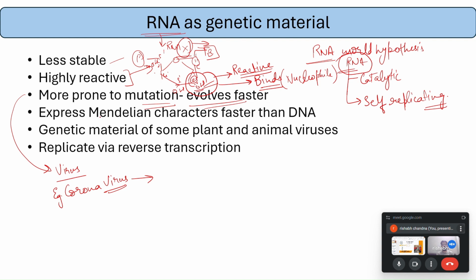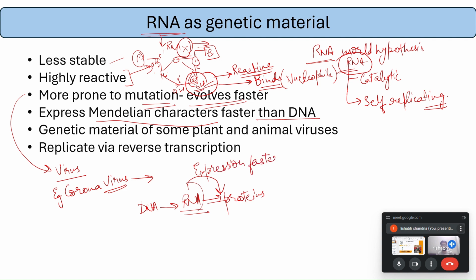and they are expressed in the form of Mendelian characters faster than DNA, because as we know, the central dogma states that DNA first converts to RNA, then to proteins. Okay, so for DNA to form proteins, RNA is the intermediate. But if RNA is the genetic material, then there is no intermediate. Directly the proteins are formed. So here the expression is faster as compared to DNA. And as I have discussed, it is the genetic material of some plant and animal viruses.